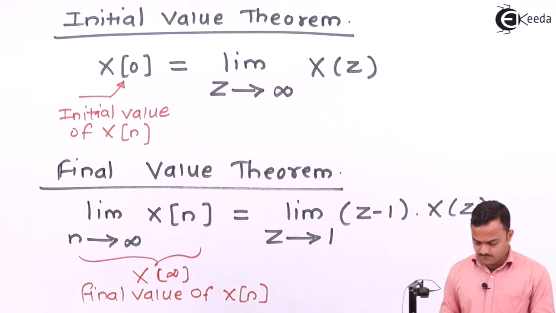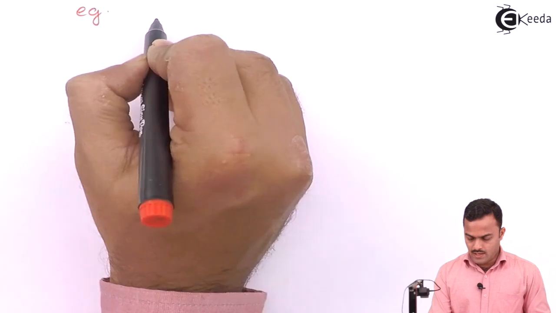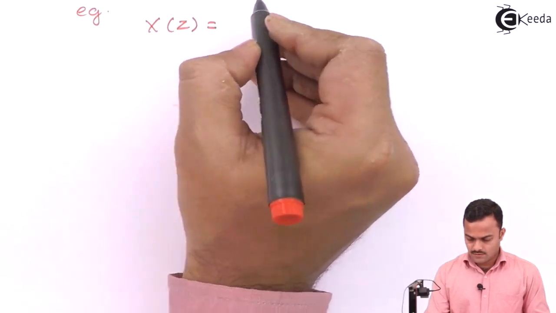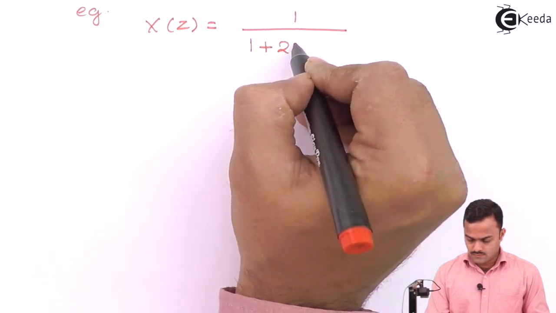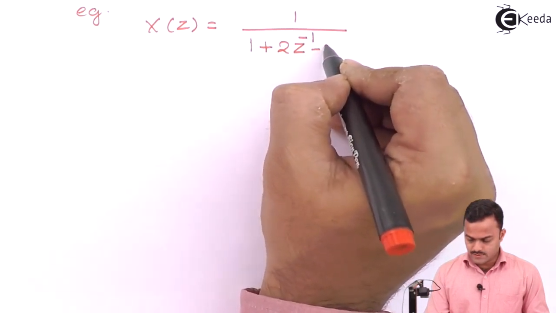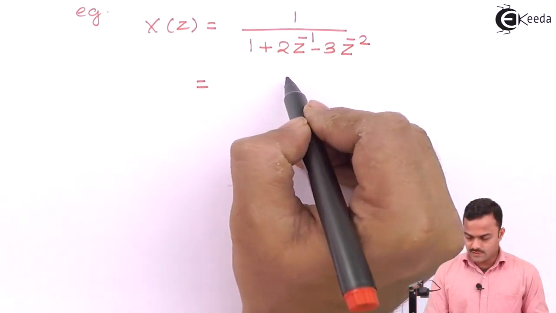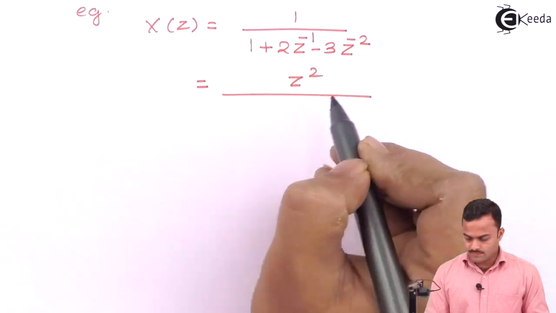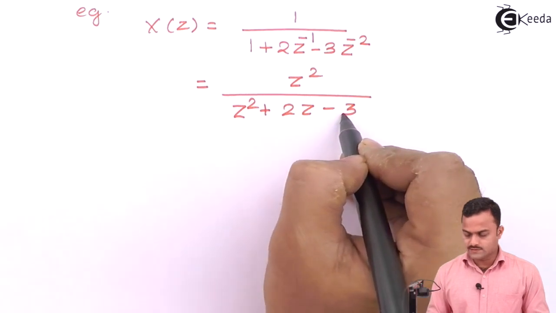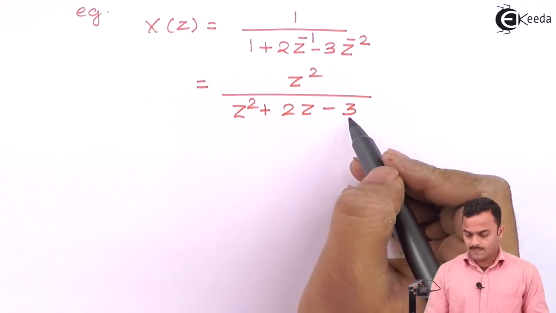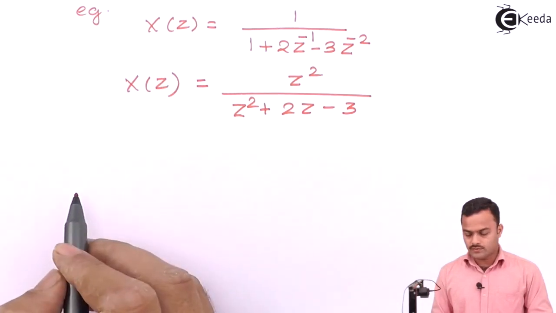Let's illustrate this with a simple example. We have x of z as 1 upon 1 plus 2z inverse minus 3z raised to minus 2. If I simplify this, I will get z square upon z square plus 2z minus 3. So this is the x of z, and let's find out the initial value.